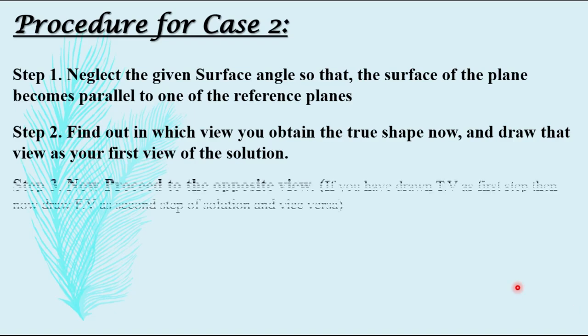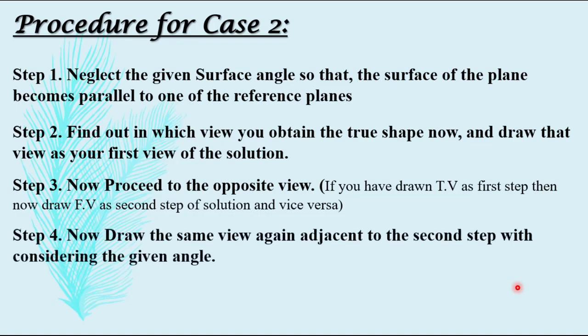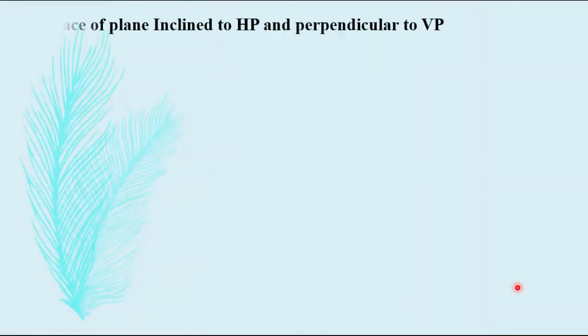Step number 3. Now proceed to the opposite view. That means if you have drawn top view as your first step, now draw front view as your second step of the solution and vice versa. Step 4. Now draw the same view again adjacent to the second step, considering the angle. Step number 5, lastly draw the opposite view. Now let us take an example for better understanding.